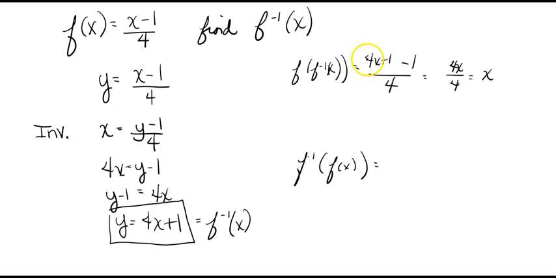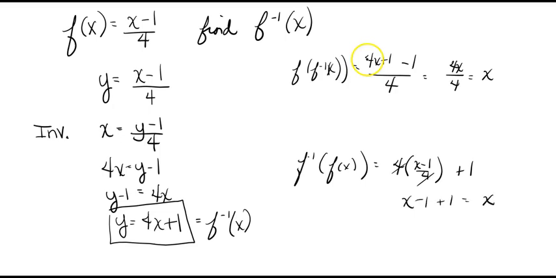Then I'm going to do the same thing over here. I'm going to say 4 times, not x, but whatever the inverse of x is, which we say is x minus 1 over 4, plus 1. So if I distribute this, these can cancel, and I'm left with x minus 1 plus 1, which equals x.